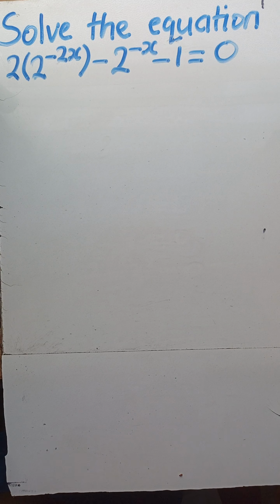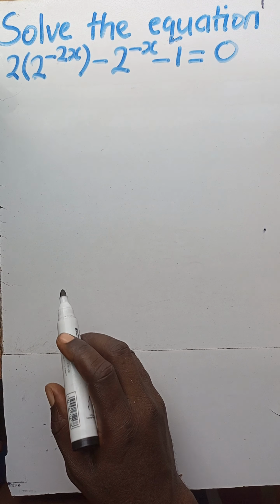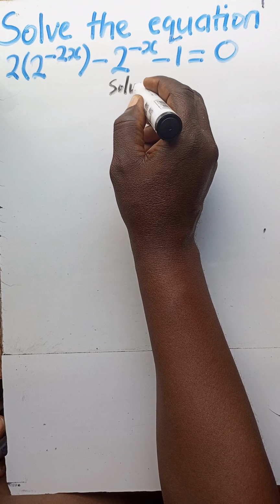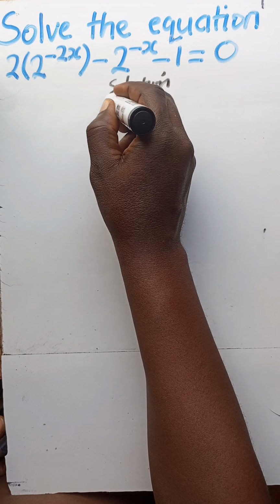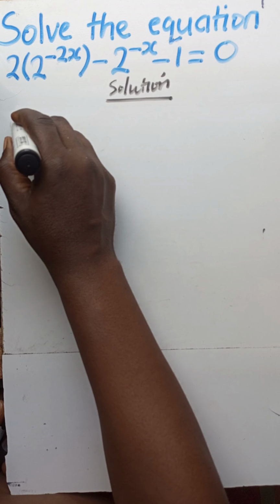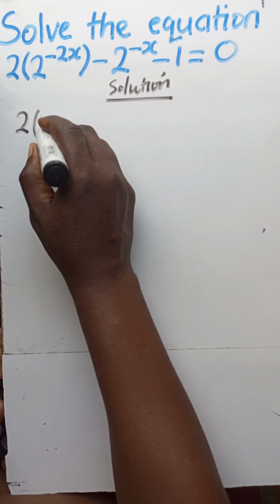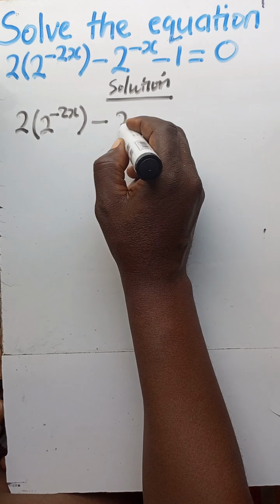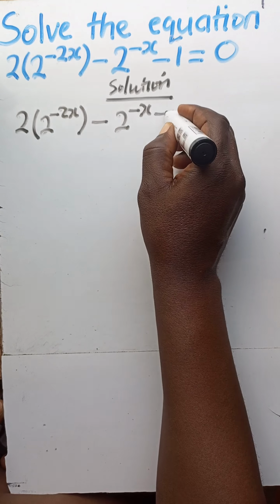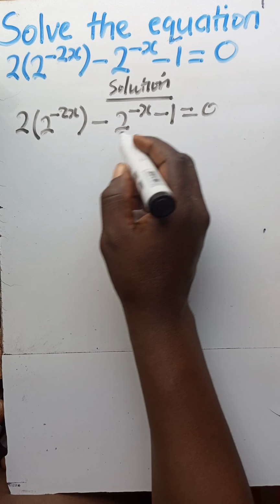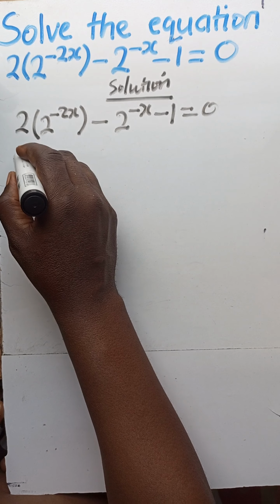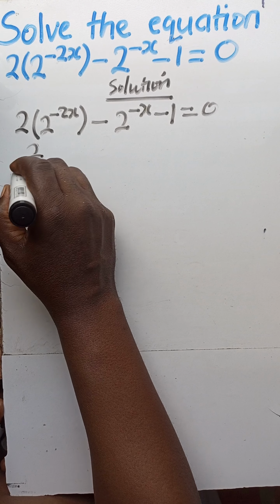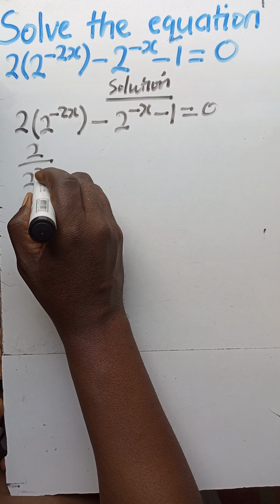Hi, let us solve for x this exponential equation. We have here 2 into 2 to the negative 2x minus 2 to the negative x minus 1 is equal to 0. Now, 2 to the negative 2x simply means 2 all over 2 to the 2x.